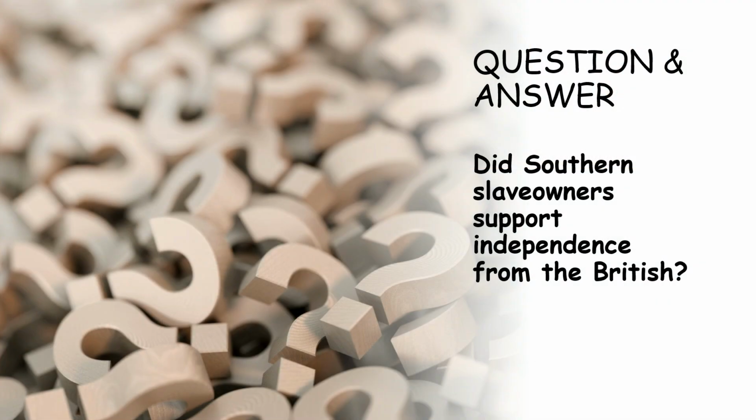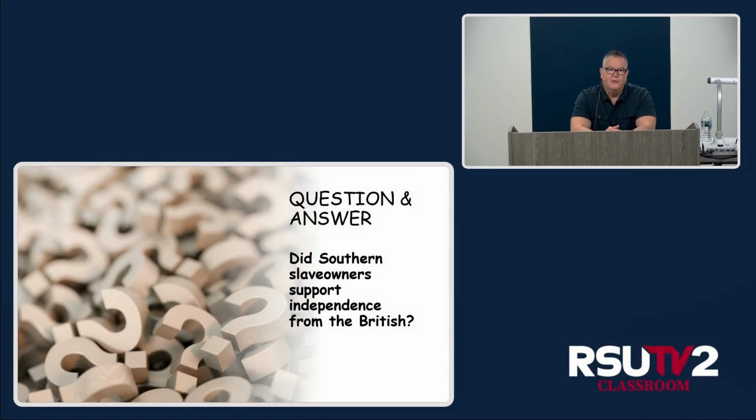Another question, did Southern slaveholders support independence from the British? This is a really tricky question, again, because especially if you're a large slaveholder, what are you going to be able to do? Do you take your slaves somewhere else and risk having them run away? In many instances, the larger plantation holders swore obeisance to the British. They basically said, we're just going to go along with British occupation of southern states.